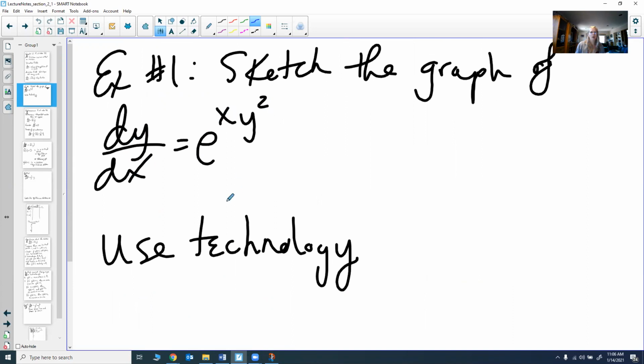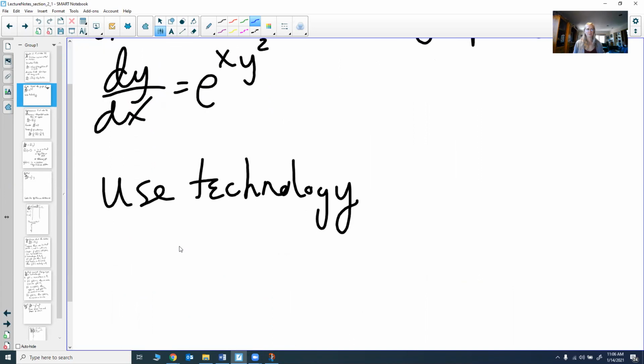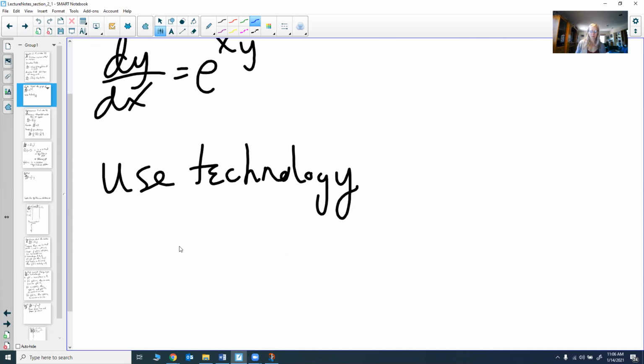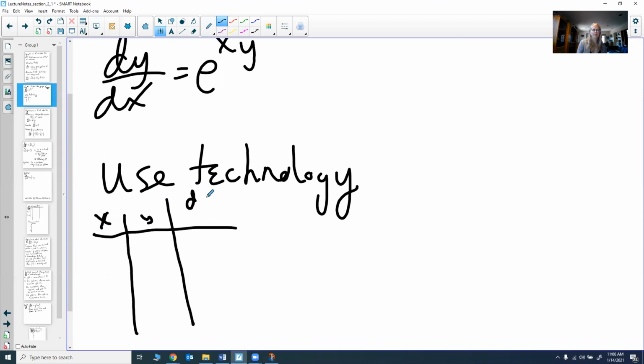As an example, I'd like to sketch the graph of dy dx equals e to the x times y squared. We are going to use technology for that, but just to show you what this means and what it means to do a slope field, we're going to make a table of values, just picking x values and y values, and then finding the slope, the derivative.